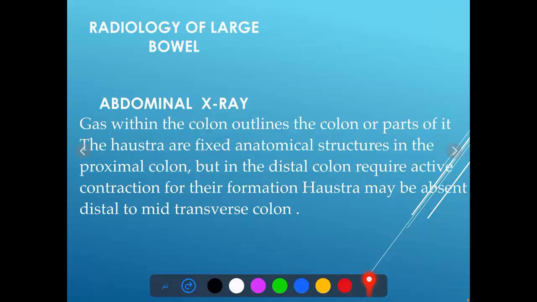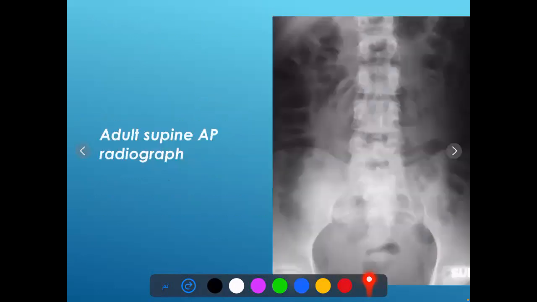Radiology of the large bowel. On abdominal X-ray, gas within the colon outlines the colon or part of it. The haustra are a fixed anatomical structure in the proximal colon, but in the distal colon they require active contraction for their formation. Haustra may be absent distal to the mid-transverse colon.